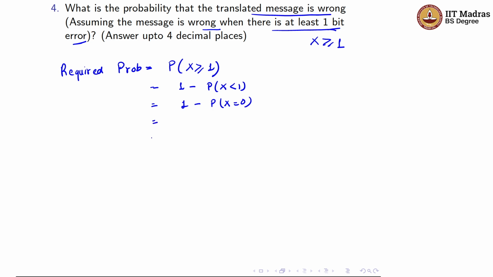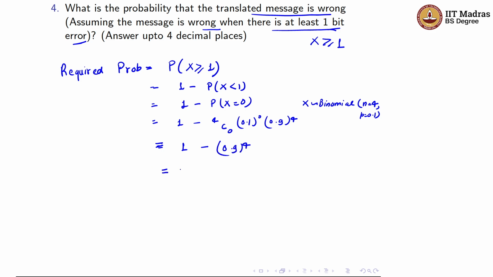Here X follows a binomial distribution with parameters n equal to 4 and p equal to 0.1. By using the PMF, we can find this probability. It is 1 minus 4C0 times 0.1 to the power 0 times 0.9 to the power 4, which is 1 minus 0.9 to the power 4. Hence it is equal to 0.3439.